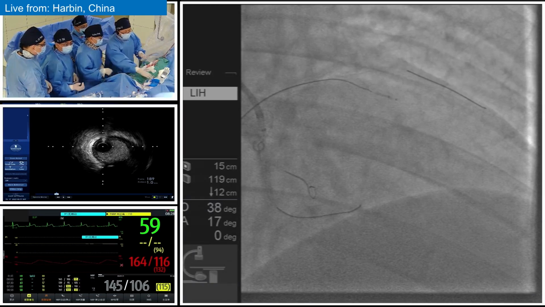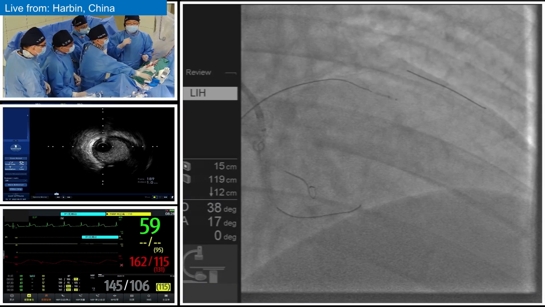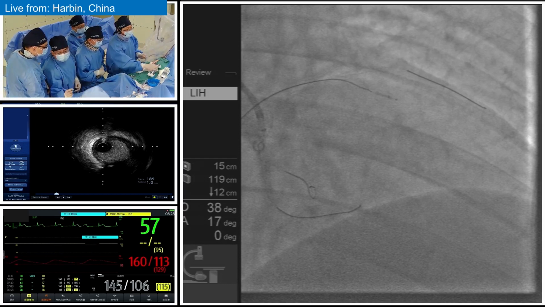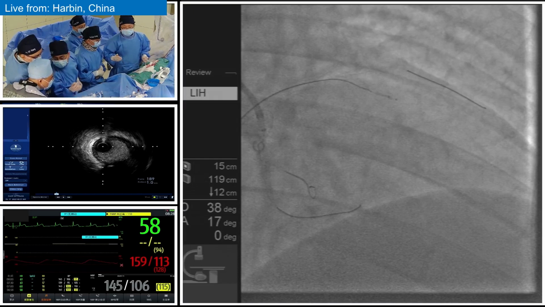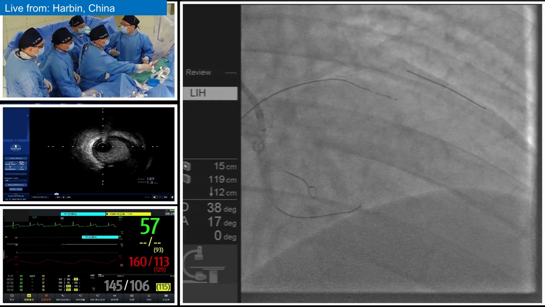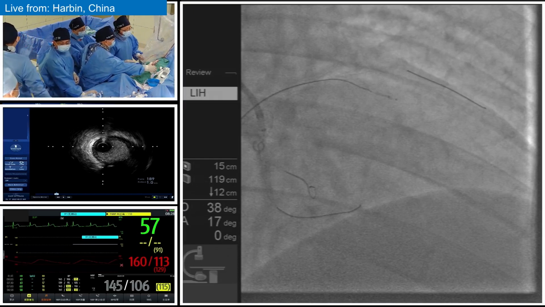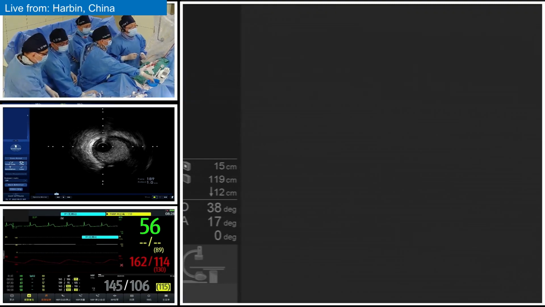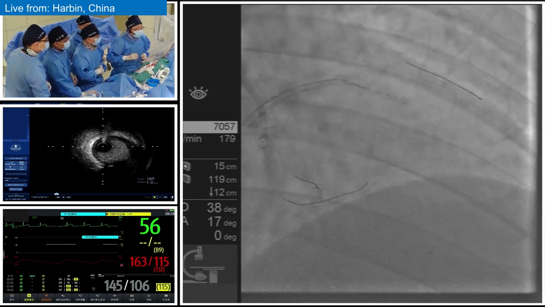Let's try here. If it still couldn't work, we may advance to the distal portion. The proximal is better. Try to avoid a long segment. We just mentioned that we want to keep the distal side branch patency.